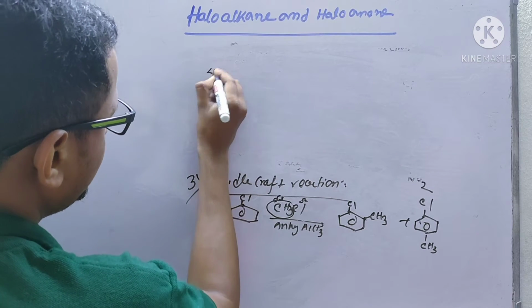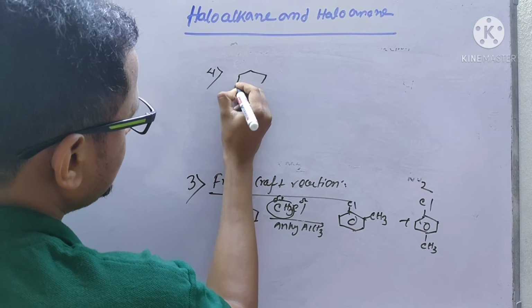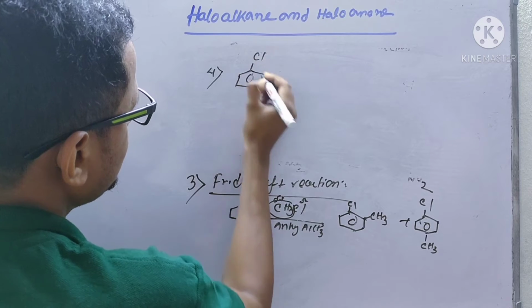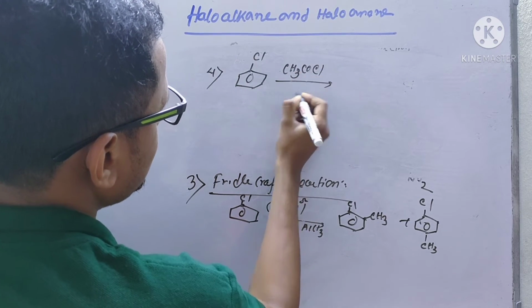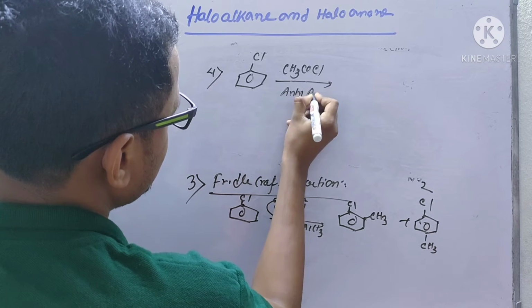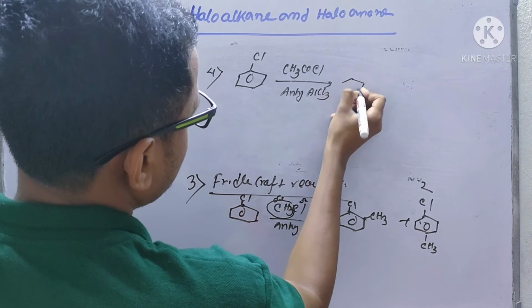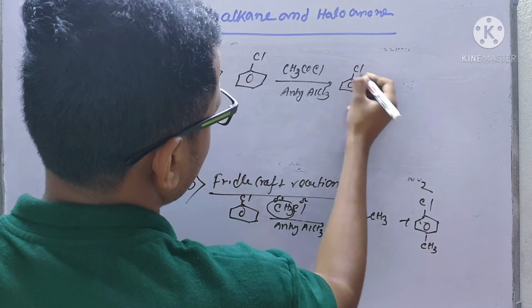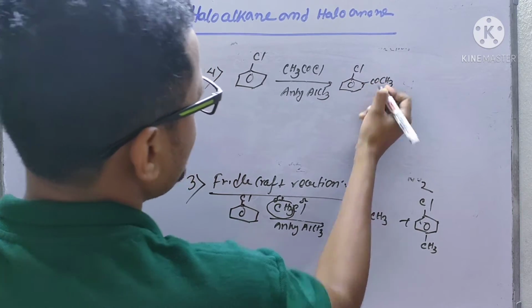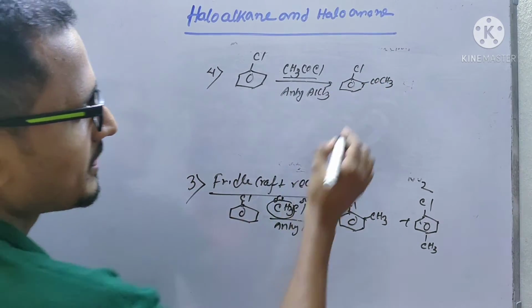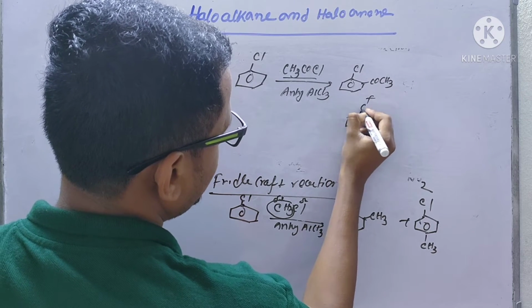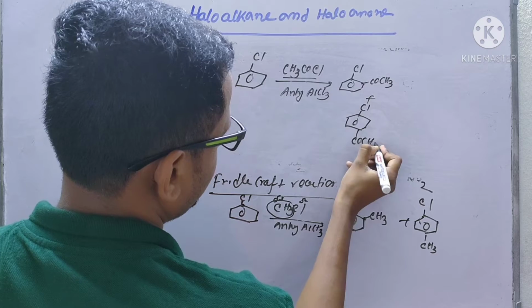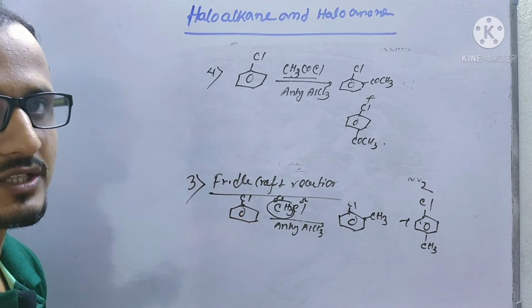Now the same is possible for acylation also. Chlorobenzene, when it reacts with CH3COCl and anhydrous AlCl3, then you will get this COCH3 group, the acyl group, substituted. Orthochloroacetophenone and parachloroacetophenone. These two products you will get.